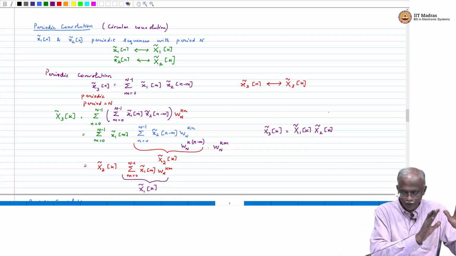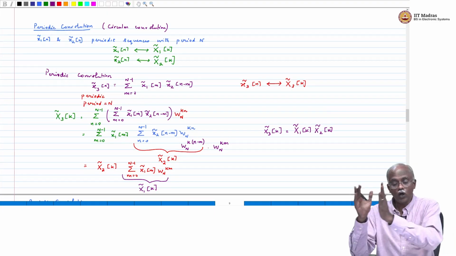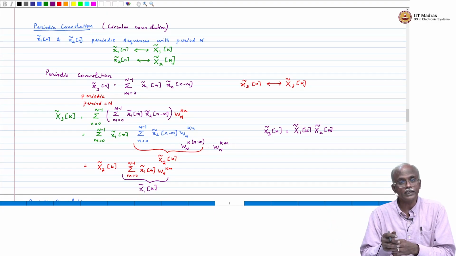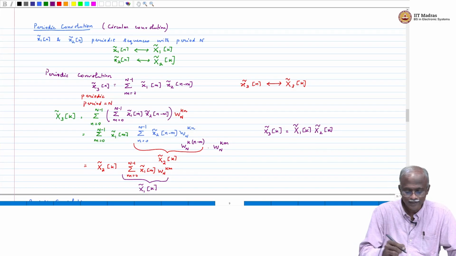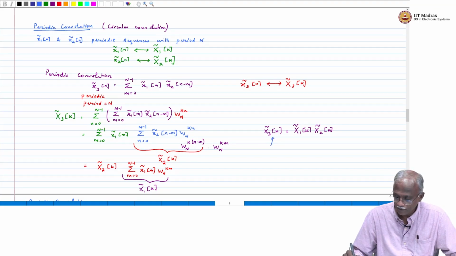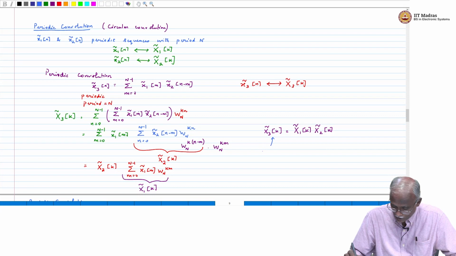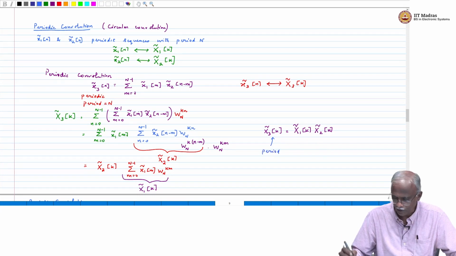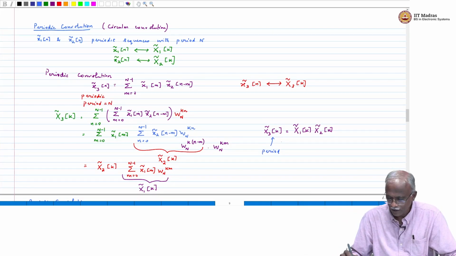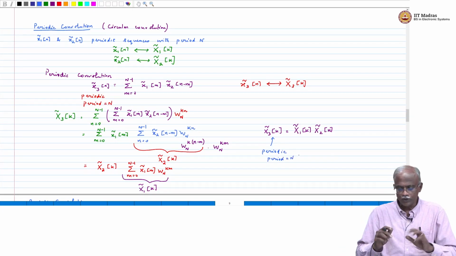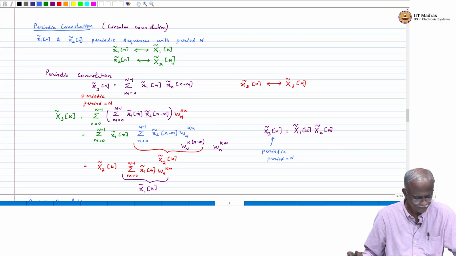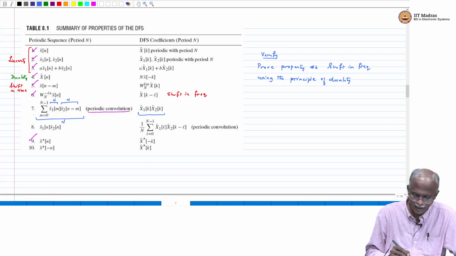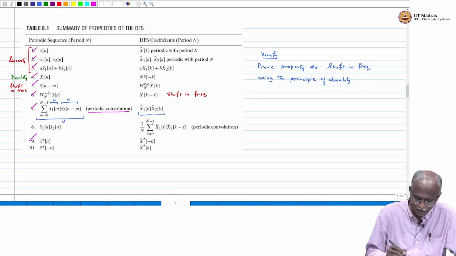So it was periodic convolution in the time domain. We got a multiplication of the discrete Fourier series coefficients. x3 of n is periodic with period equal to N, of course, because it is the product of x1 and x2, both of which are periodic. Okay, this is periodic, period equal to N. So this is the property of periodic convolution. Let us go back and tick off the property of periodic convolution.